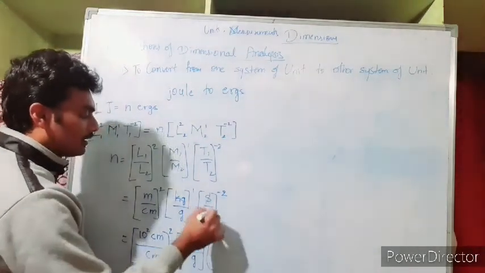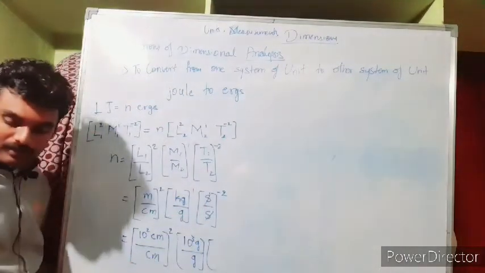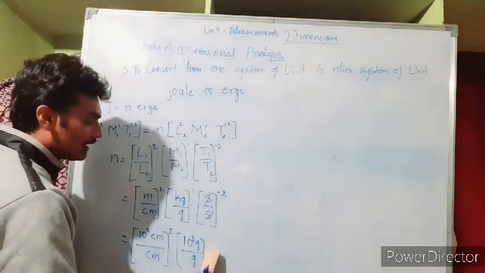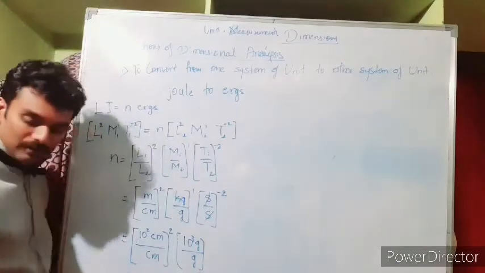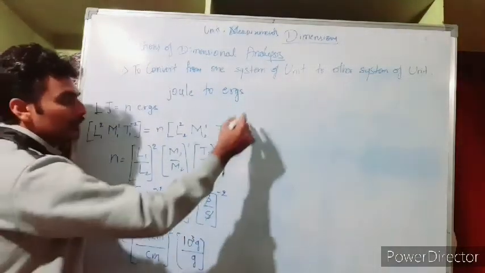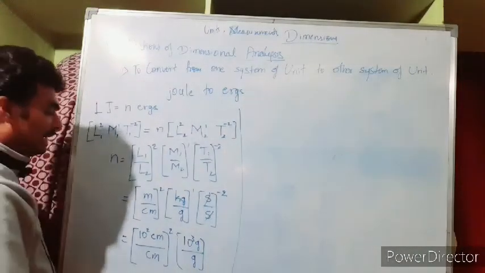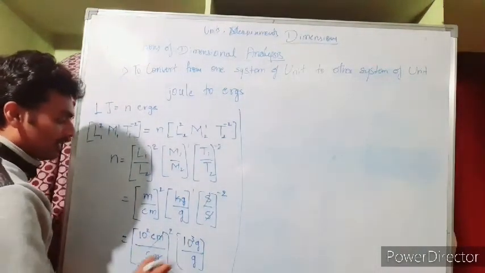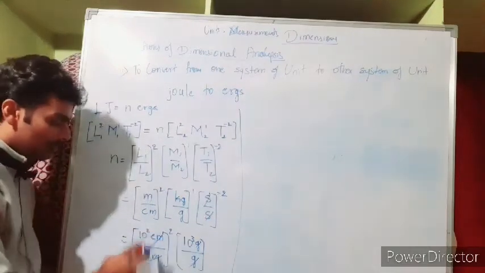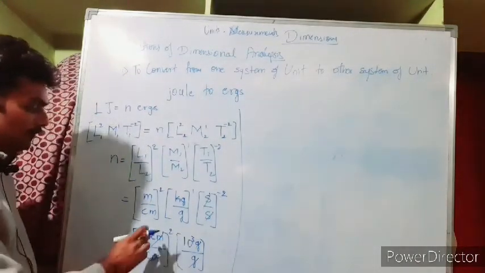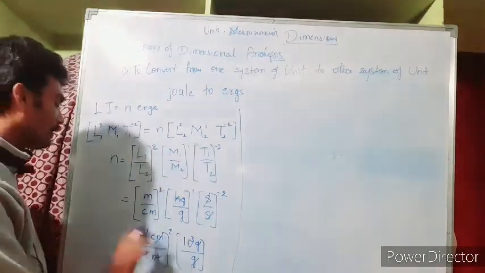And here the seconds will get cancelled. 1 to the power of anything is 1, so I can remove this part, I can neglect that. So it's 1 to the power of anything, no, that's why. And now here centimeter gets cancelled, gram and gram, because they are same now, both units are same, so I can cancel them.